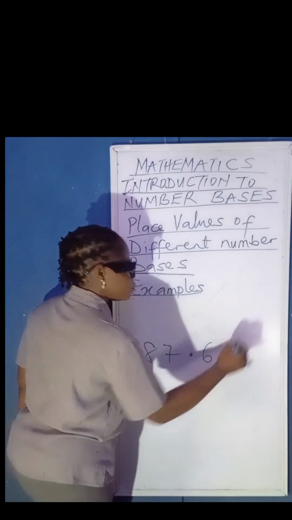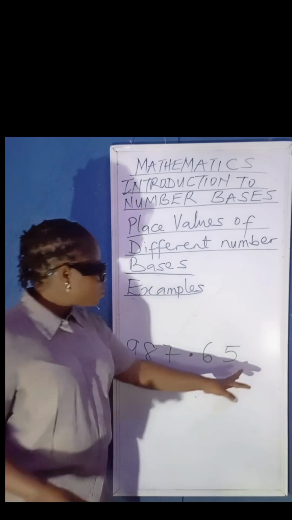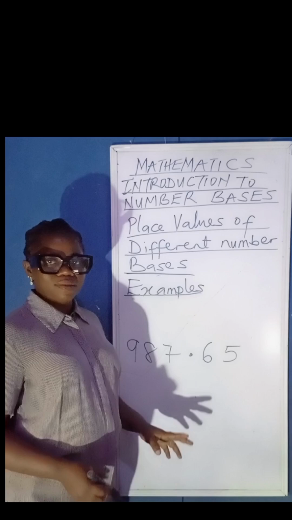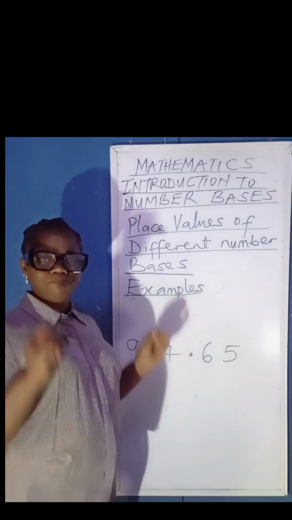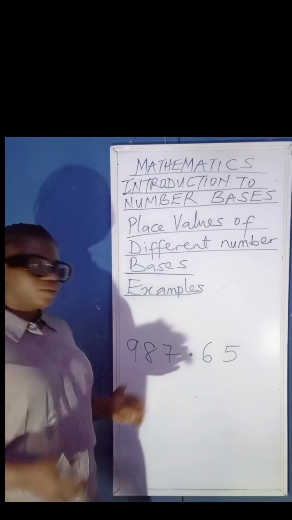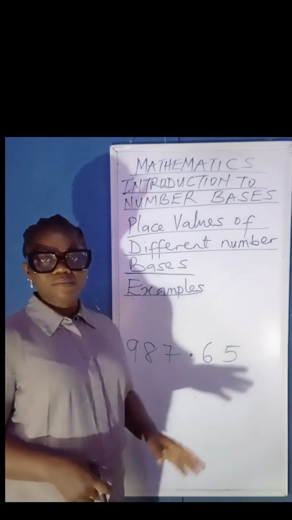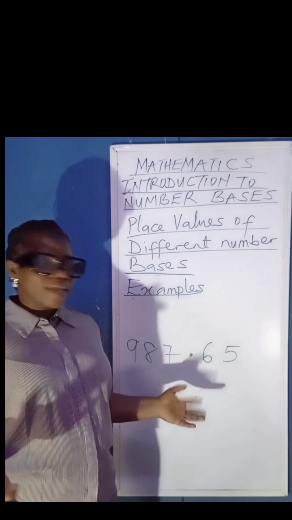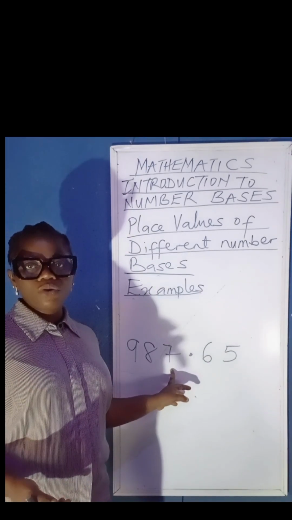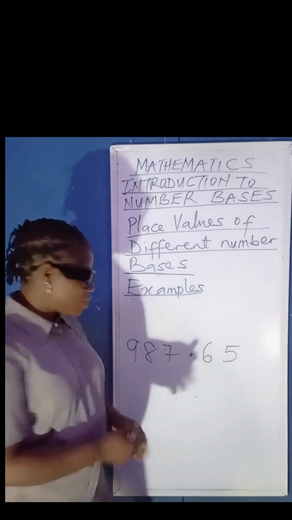987.65. This is a number in base 10. Once you see me write any number without writing the base, that means it's a number in base 10. We want to place value on these numbers that involve whole numbers and decimals. Just like we started from the last among the whole numbers, I am starting from there again.